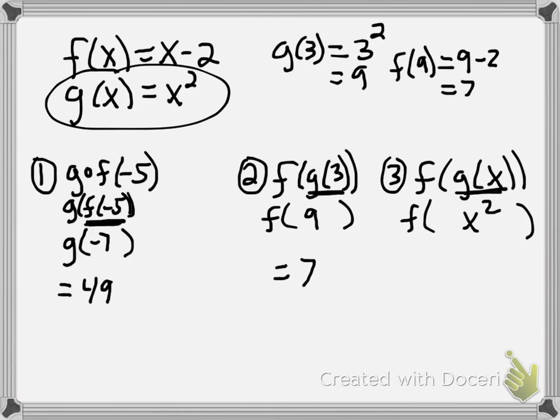So now, in our f function, we're going to plug in an x squared every place we see an x. Okay, so I'll say that again. In our f function, we're going to plug this in place of x. So instead of x minus 2, it's going to be x squared minus 2. And since we have no value for x, that is our solution to that one.